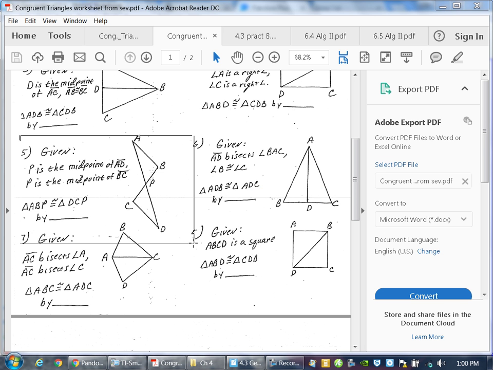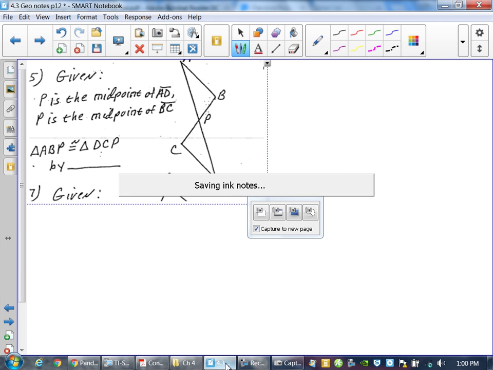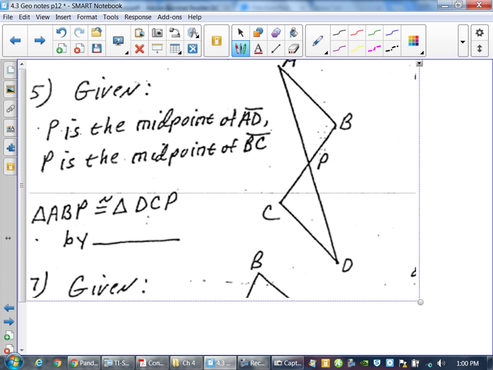Same deal here. I'm looking at my diagram. I have a given statement of midpoints. Midpoint was the very first thing we ever put on a progression sheet because it's easy. If you have a midpoint, it creates two congruent segments. So just look at the diagram and mark them. We know that P is the midpoint of AB, or AD, excuse me.